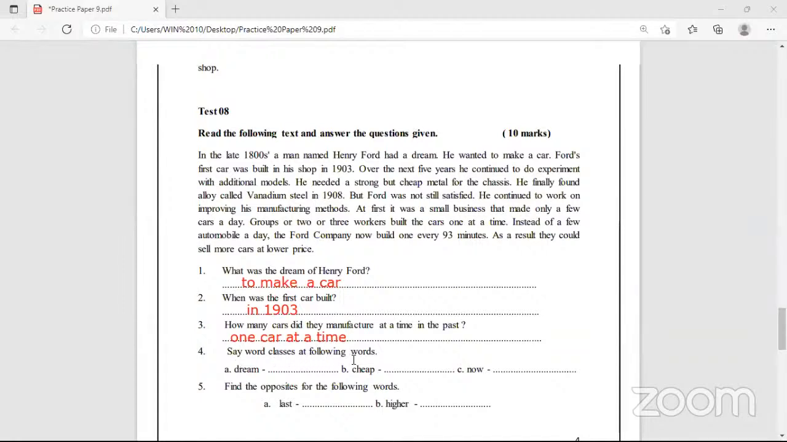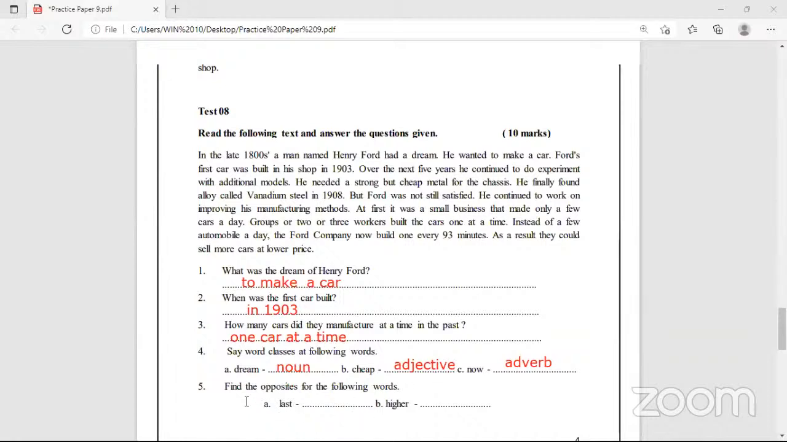Right, then say the word classes of the following words. So the first one, dream, we know it's a noun. The word class of the word dream is a noun. Next one, cheap, is an adjective. And next one, now, is an adverb.